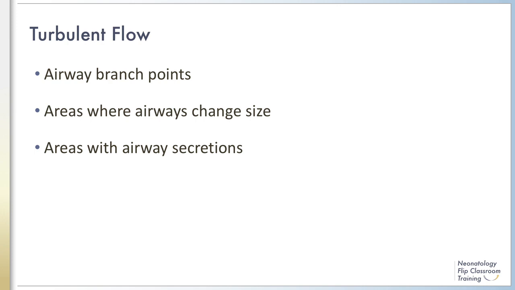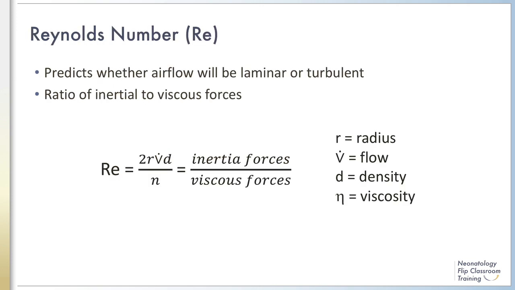In general, turbulent flow is found in larger airways, at airway branch points, and areas where airways change size, such as in the subglottic region. Abnormalities such as subglottic stenosis, tracheal edema, as can be seen with croup, or airway secretions can lead to turbulent flow. The Reynolds number, a dimensionless number, can be used to predict whether airflow will be laminar or turbulent.